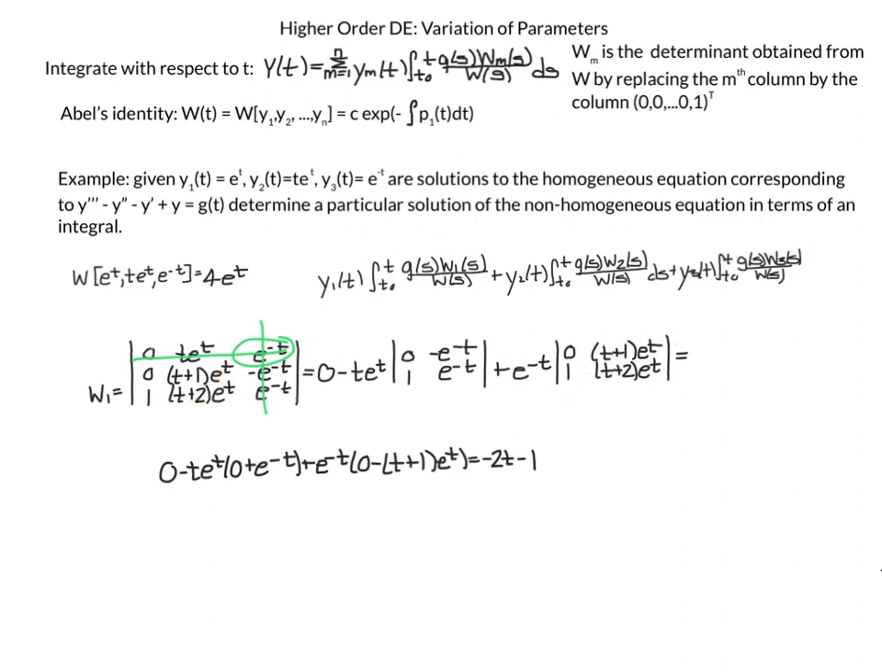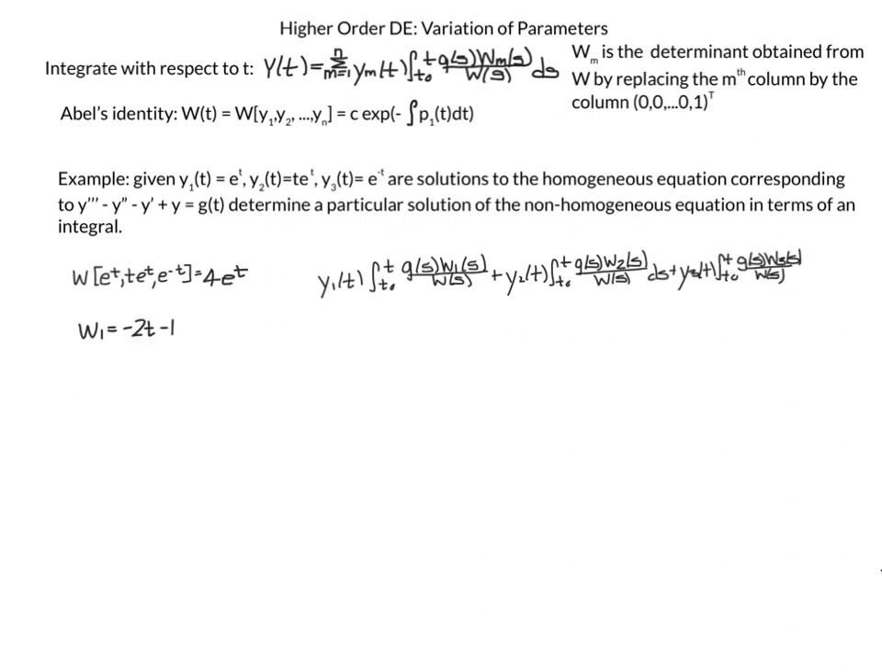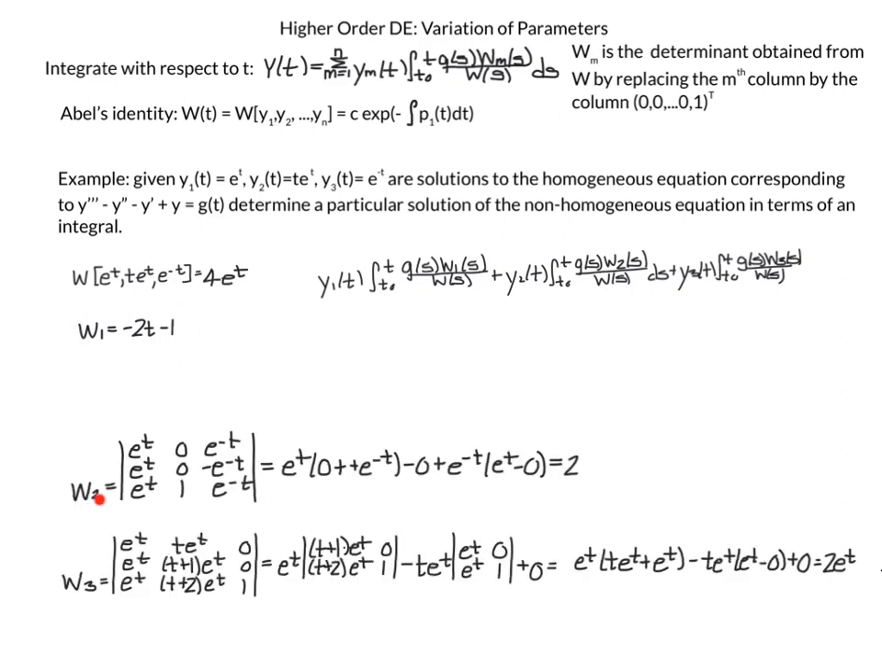And then I calculate my determinant, and I see that W1 is equal to minus 2t minus 1. And I'm going to make note that W1 is equal to minus 2t minus 1 up here. Next, I calculate W2. Again, I take the second row, because now it's W2. Take the second row, replace it with 0, 0, 1. I have my e to the t, its first derivative, its second derivative, and my e to the minus t, its first derivative, its second derivative, and here I calculate that W2 is equal to 2.